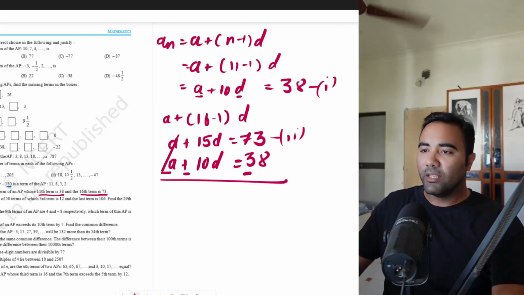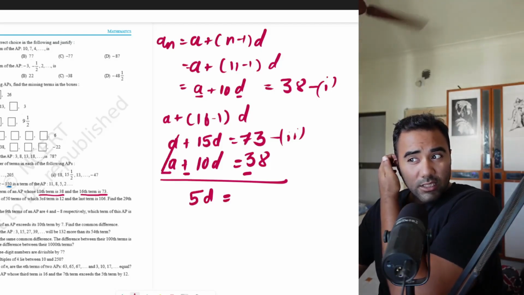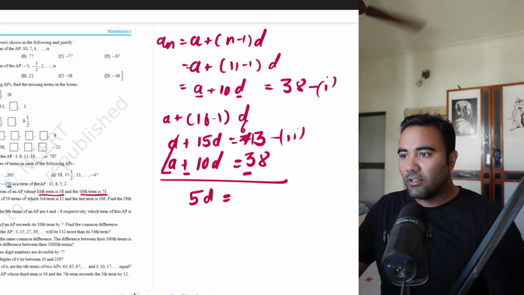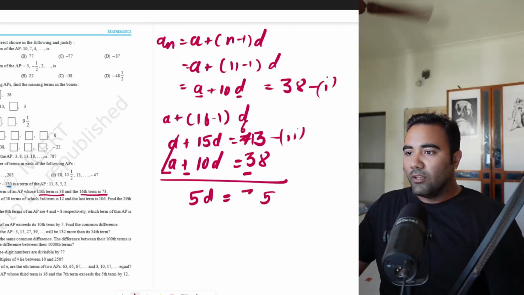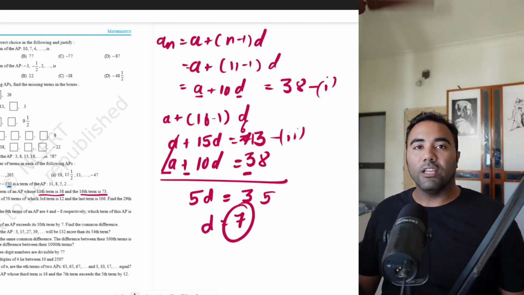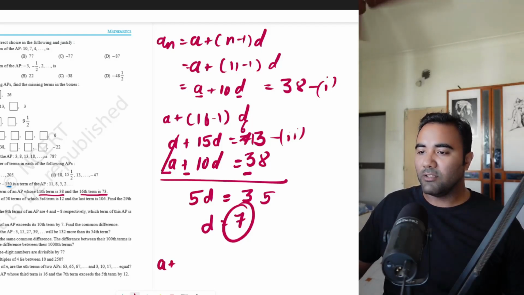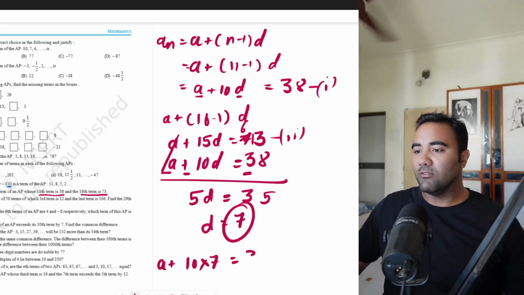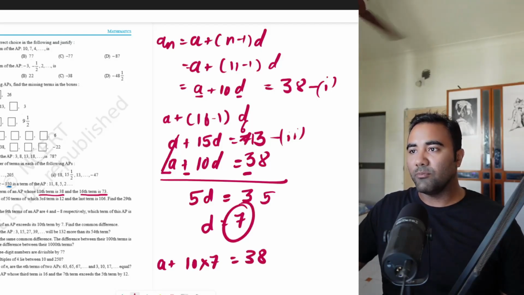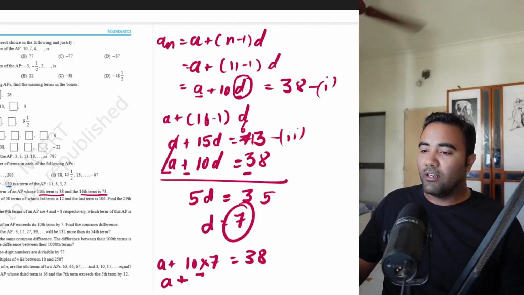This is gone. 5d is equal to 35. So can I write d is equal to 7? I've got the answer, d is equal to 7. Now I'll put this value in equation number 1. a plus 10 into 7 is equal to 38. I simply put the value of d over here. So a plus 70 is equal to 38.